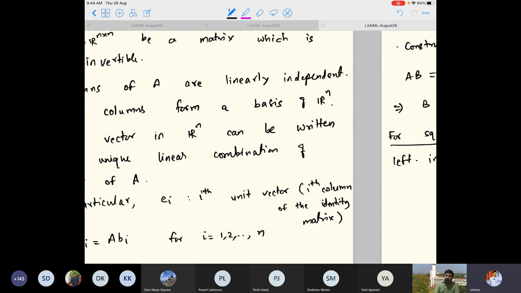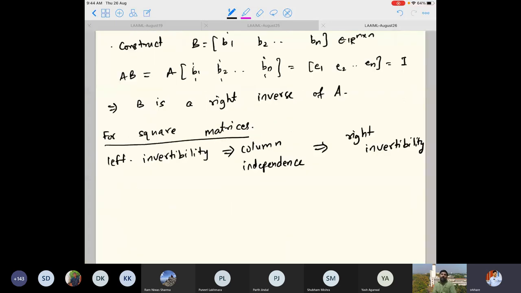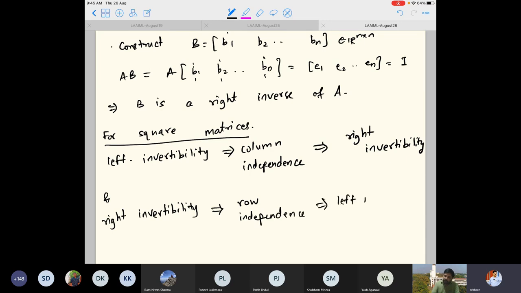Whatever I did here, it's a square matrix, so I can take the transpose, and by taking the transpose, I can run through the same argument once again, and I'll get the same result, right? And right invertibility implies row independence, correct? This is true for any matrix, but using a similar argument, I can show that that implies left invertibility.